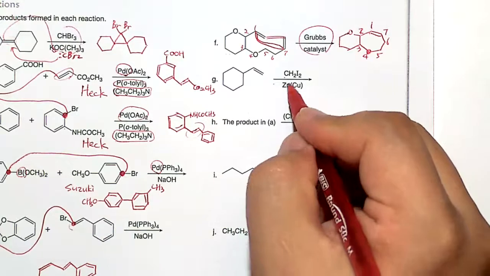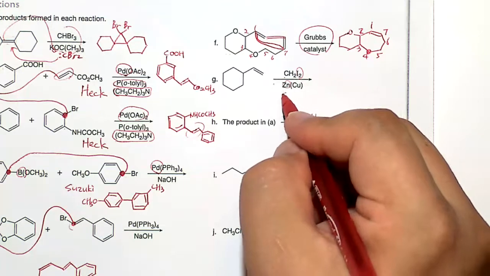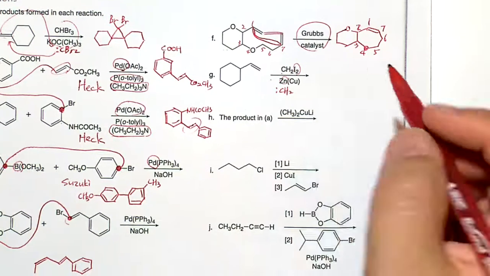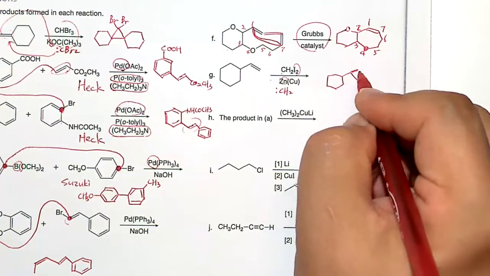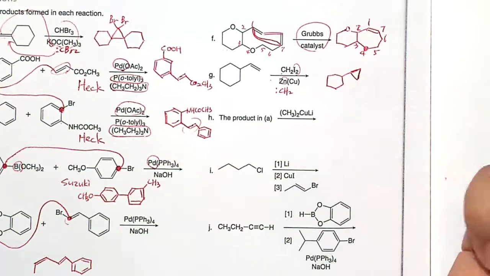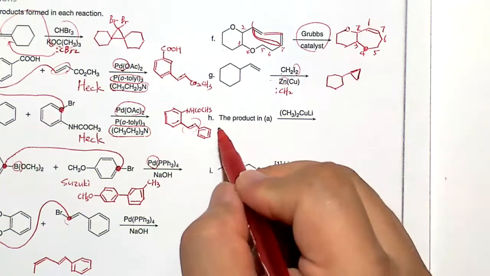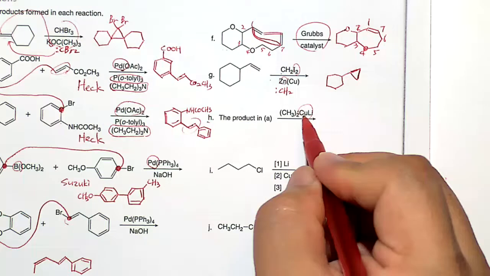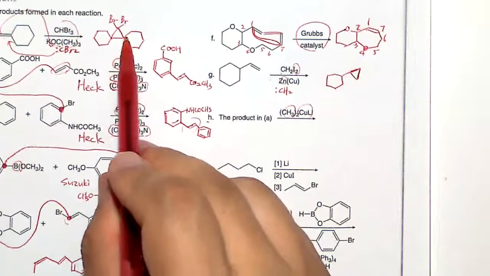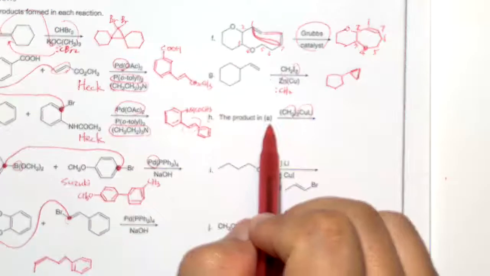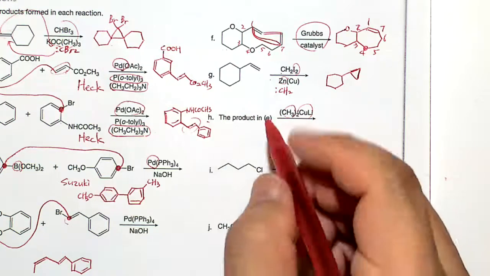Next one is carbenoid chemistry. 2 good leaving groups with zinc iodide will leave, and CH2 methylene carbon is generated. Here you'll have the structure. H, that's organocuprate. The product in A. Where's A? This is the A.